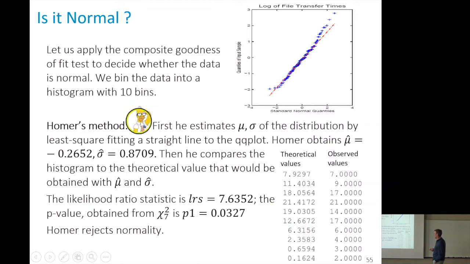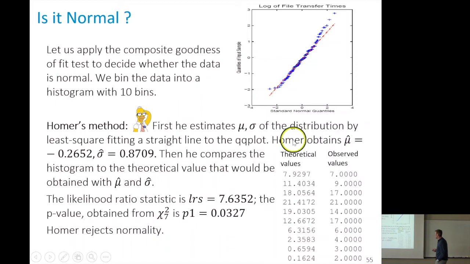So let's look at the first method. This is Homer's method. Homer estimates mu and sigma by least square fitting a straight line to the QQ plot. This is what MATLAB does. That's the red line here. If we look at the doc of QQ-plot, perhaps we find the parameters here. Otherwise, we can do it numerically ourselves. Homer obtained those values for mu and sigma. So mu will be the offset, and sigma will be the slope. Then he compares the histogram to the theoretical values that would be obtained with mu hat and sigma hat.